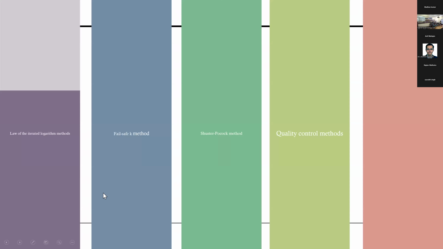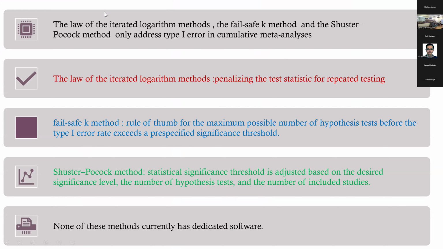Now, this slide should have been deleted, but there are some other methodologies which I am just going to mention because some people will say, did you hear about these methods? One is called the law of iterated logarithm method, another is called the fail-safe K method, the third is called the Schuster-Pocock method. So for the law of iterated logarithm, because you are doing repeated testing, which error increases? Type 1. So how do you penalize for that? We want to prevent that by using a logarithm in that.